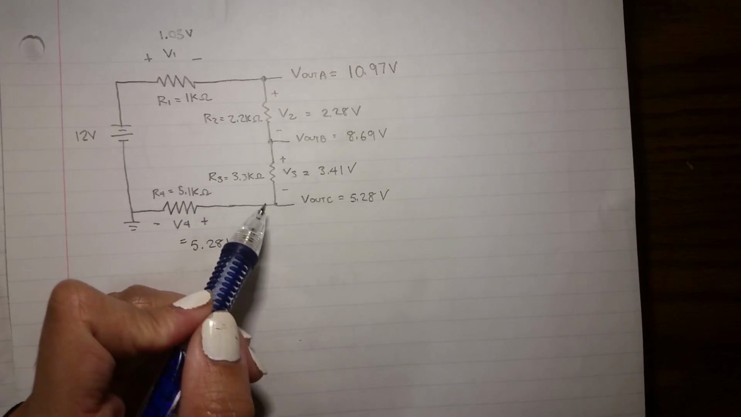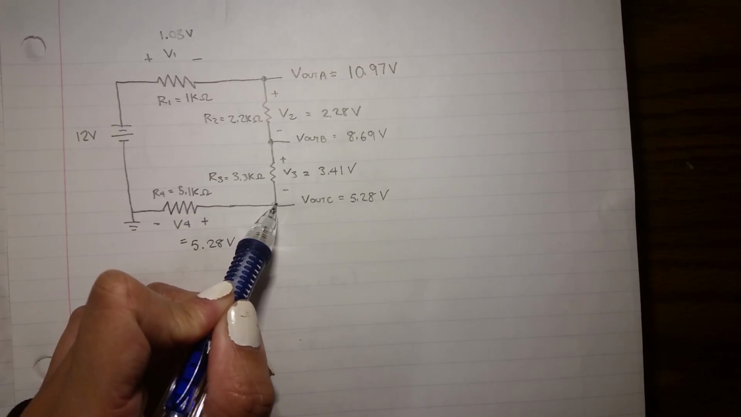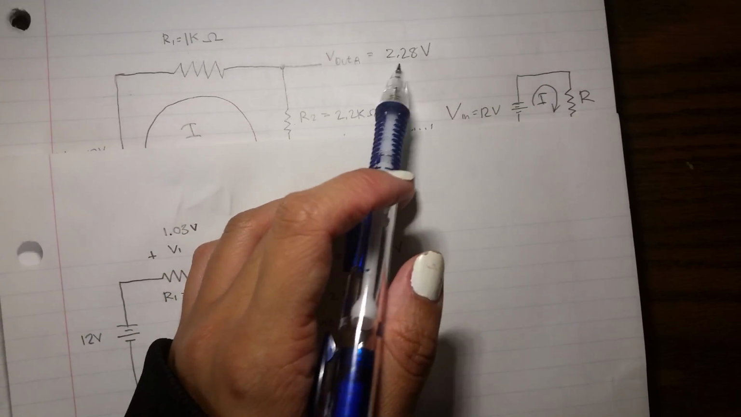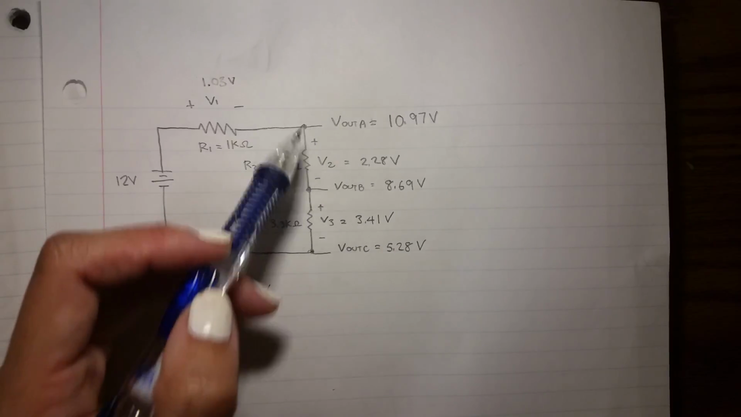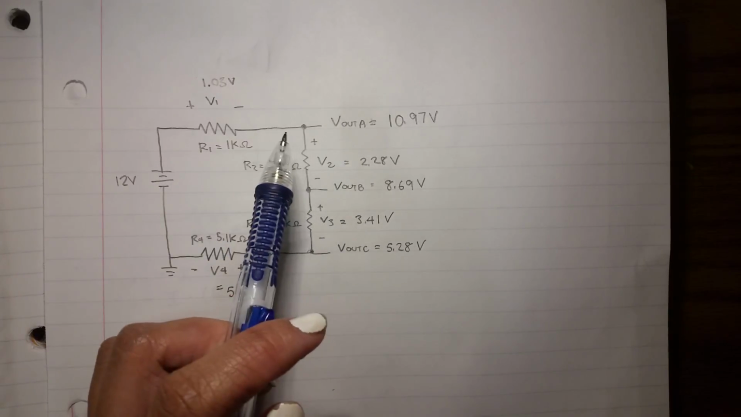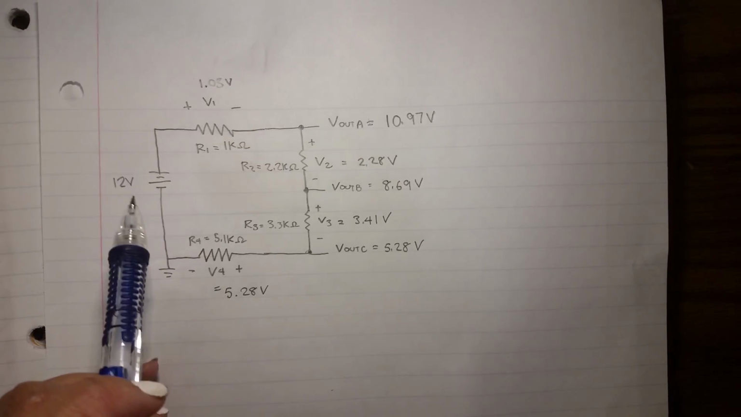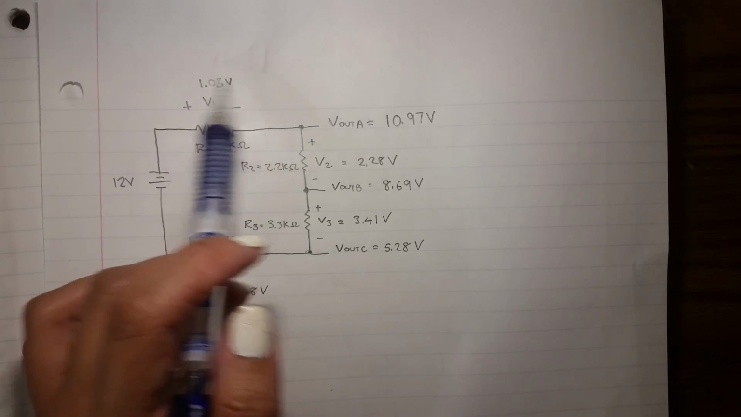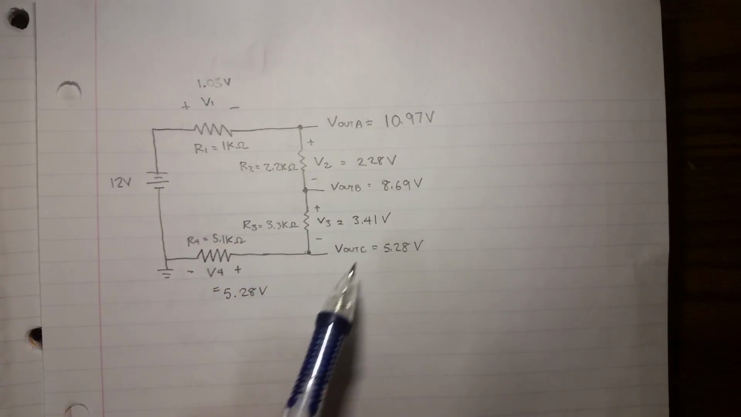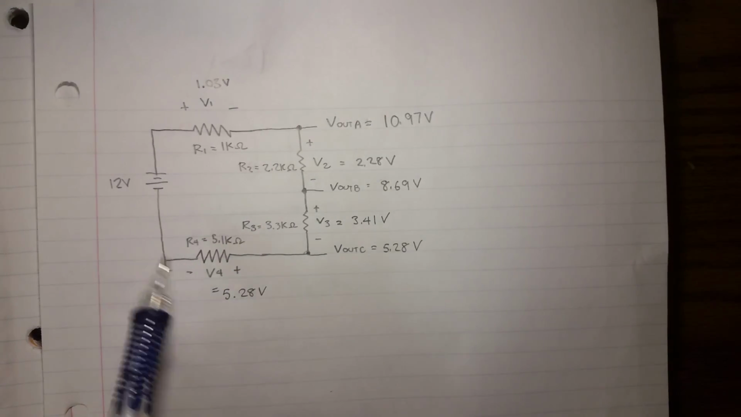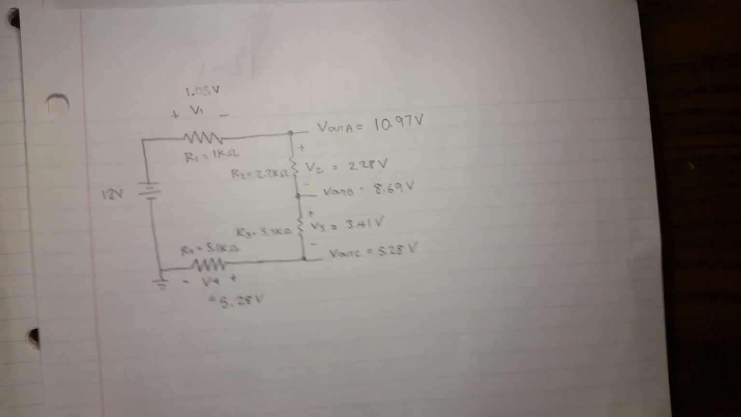V out, from what I actually learned recently, is in reference to ground. So instead of V out being 2.28, it's actually the voltage drop across here that is 2.28. And then V out A is actually V in minus the voltage drop across here, which is 10.97. And as we go around the circle, we get to 0. And I forgot to label ground last time, so my bad.